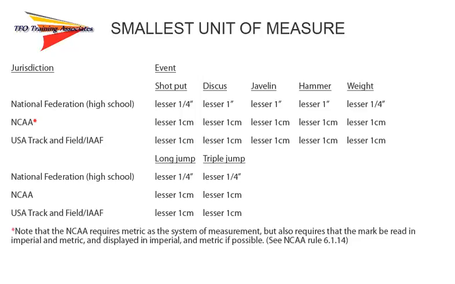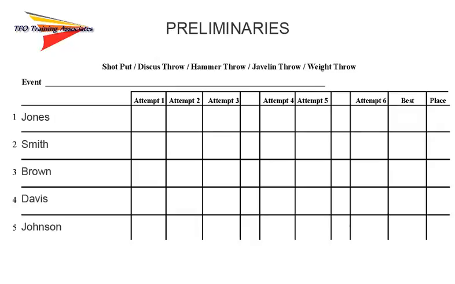Note that while the NCAA requires that metric be the system of measurement, in Rule 6.1.14c, it also requires that the mark be announced in imperial and metric, and be displayed in imperial, as well as metric if possible. USA Track and Field, as well as the IAAF, do not permit the use of imperial measurements, and only use metric.